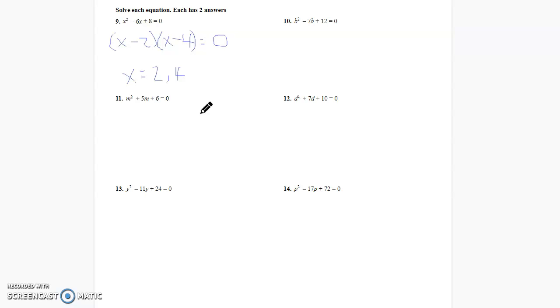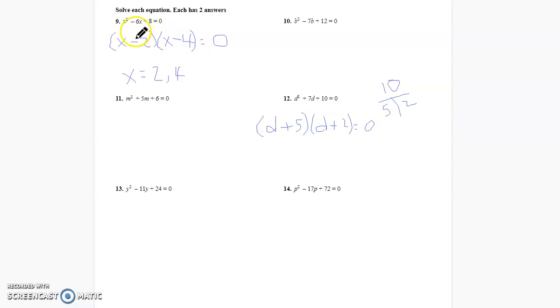Let's do one where it has plus signs, like number 12. Okay. The factors of 10 that add up to 7 are 5 and 2. Okay, so this is d plus 5 times d plus 2 equals 0. Okay.